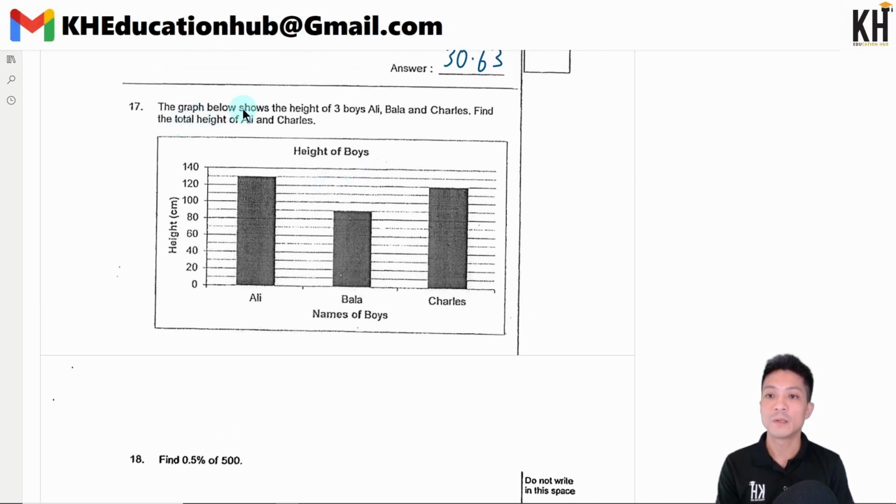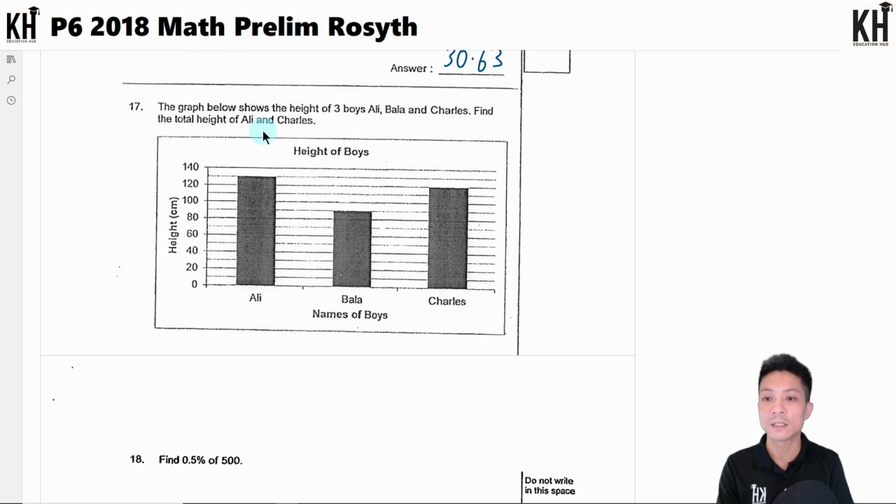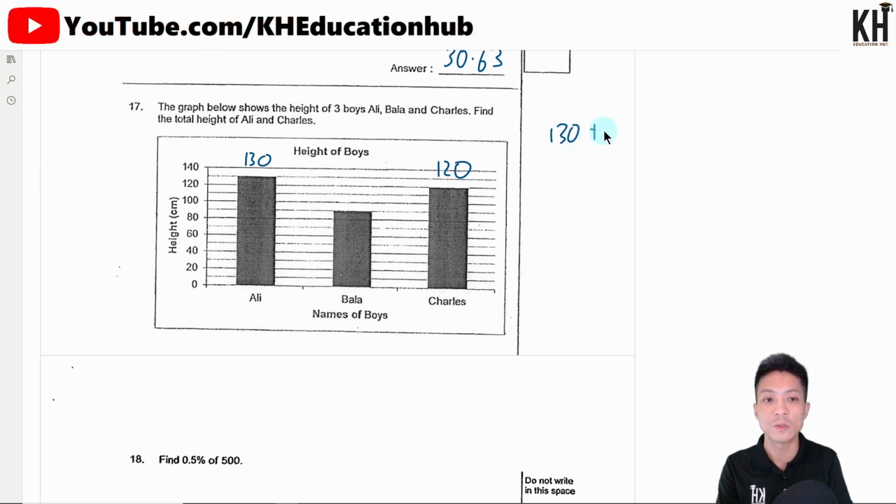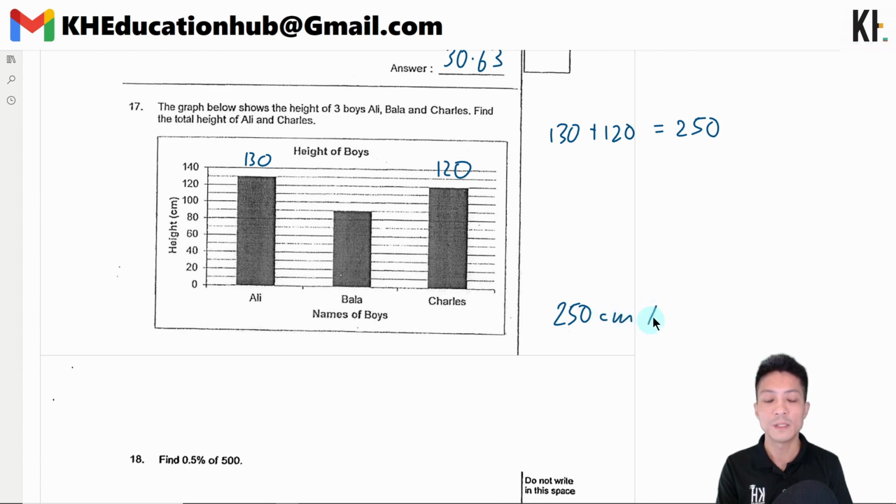Question 17. The graph below shows the height of 3 boys, Ali, Bala, and Charles. Find the total height of Ali and Charles. Make sure that each one is a 10, right? Ali would be 130. Charles would be 120. So 130 plus 120 will be 250. The answer will be 250 centimeter.